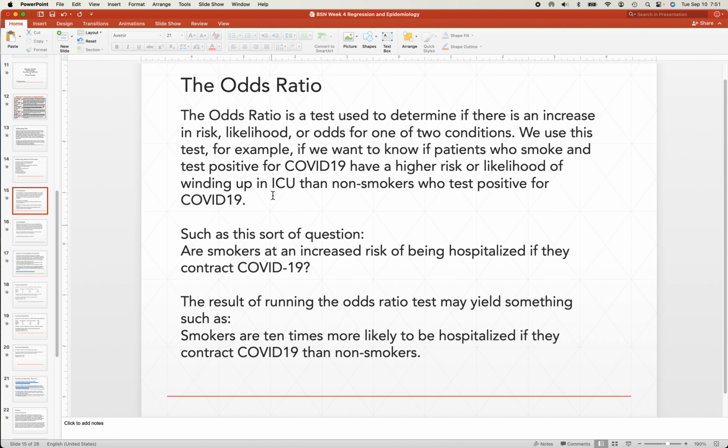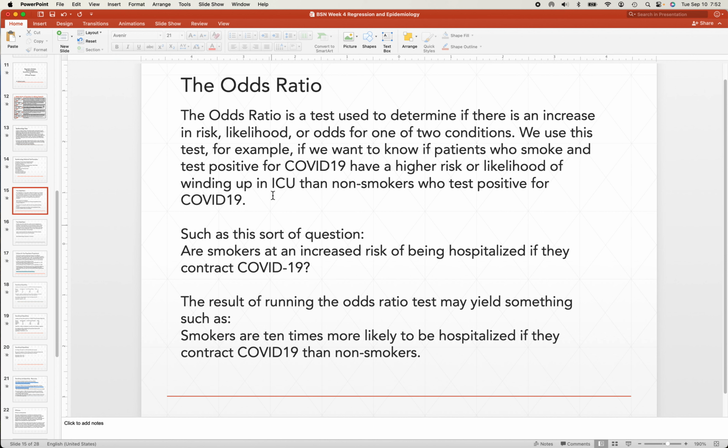So we often ask a question that maybe is a little bit easier. We ask questions if something reduces the risk of something, and we do that kind of analysis. It's a little bit different. So questions such as, are smokers at increased risk of being hospitalized if they contract COVID-19, becomes a question that we can answer with the odds ratio.